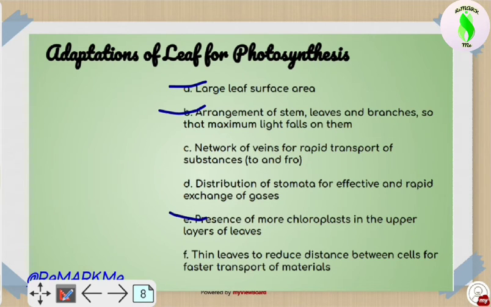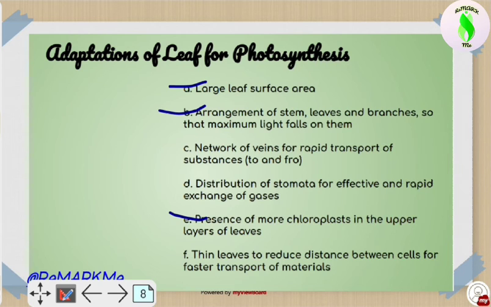The fifth point is the presence of more chloroplasts in the upper layer of the leaves. As we understood previously, mesophyll cells are present in the mesophyll tissues of the leaf structure. In the mesophyll tissues there are more and more chloroplasts, which help in absorbing light. By absorbing sunlight they can do photosynthesis. Having more chloroplasts means more photosynthesis, which helps in obtaining food and gaining energy.